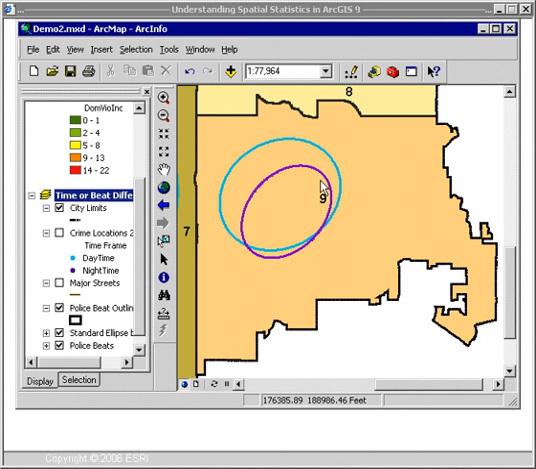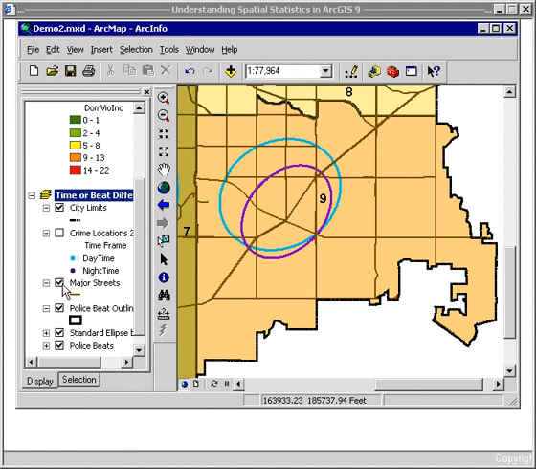Both ellipses have a southwest to northeast orientation. If we take a look at the major road network in this particular beat, we can see that there is a major road that runs from the southwest corner to the northeast corner of the beat. Could this road network be influencing the crime occurrence patterns? More analysis could help us determine if the roads are influencing crime locations.